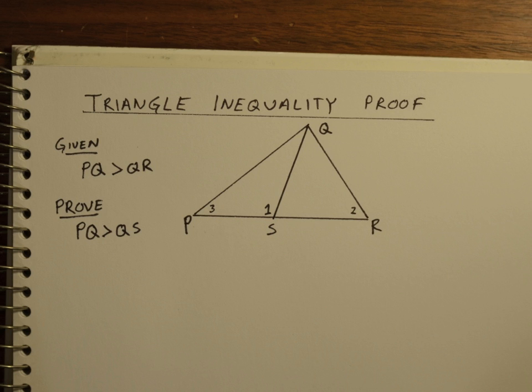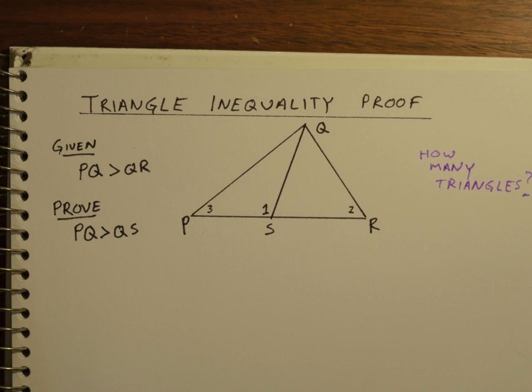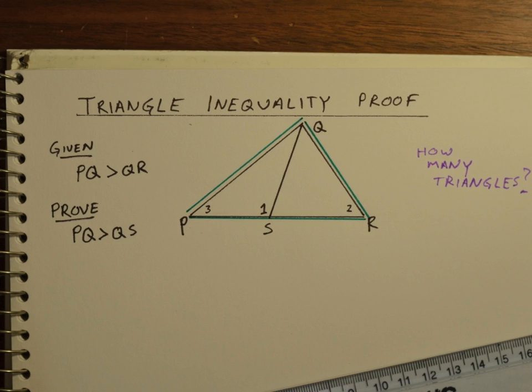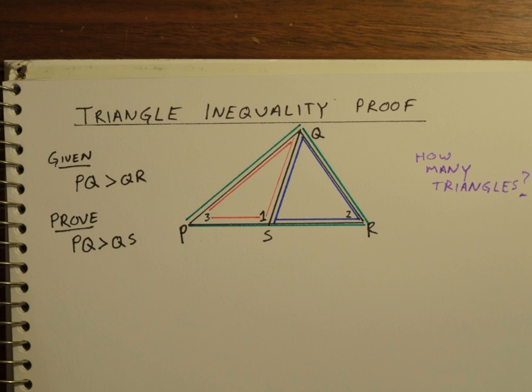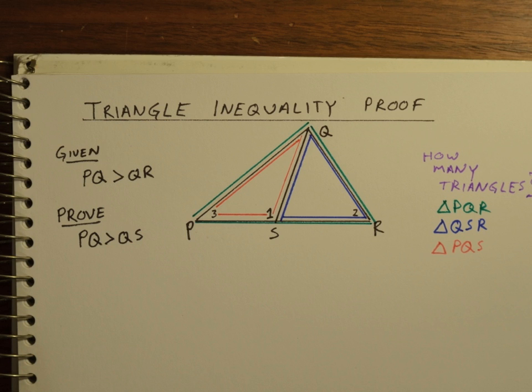So the key with this proof is to ask yourself, how many triangles are we dealing with? Well, we have 3 triangles. We've got the entire shape, the green there. We've got that blue triangle off to the right, and then this red triangle. So let's call it PQR, QSR, and PQS.